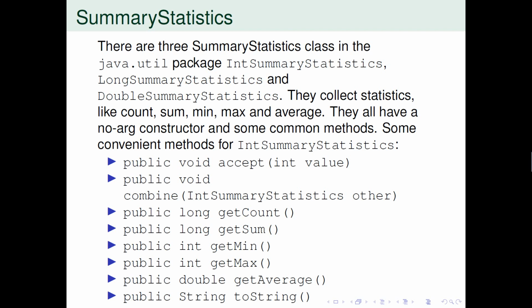Okay? So, for example, in int summary statistics, what are the methods we have? We have a method called accept. In fact, these summary statistics are also implementing the consumer interface. So they implement consumer, and therefore int summary statistics is an int consumer. It has a method called accept, which takes an int as a parameter. Okay, fine. There are two summary statistics objects, and they can be combined.